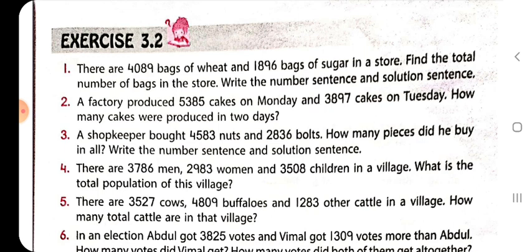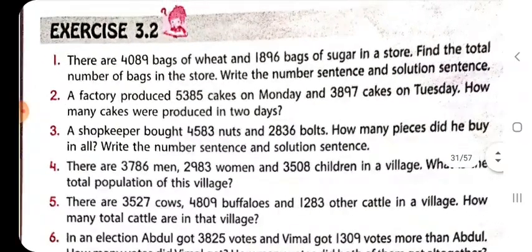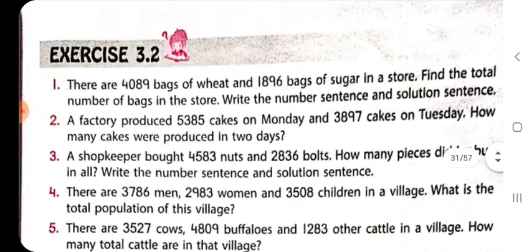5385 and 3897 cakes on Tuesday. So from this line, 2 points come out: cakes produced on Monday and cakes produced on Tuesday. So here we have the number of cakes produced on Monday and Tuesday. Okay, the second line: how many cakes were produced in 2 days? So you have to tell how many total cakes the factory has produced in 2 days.